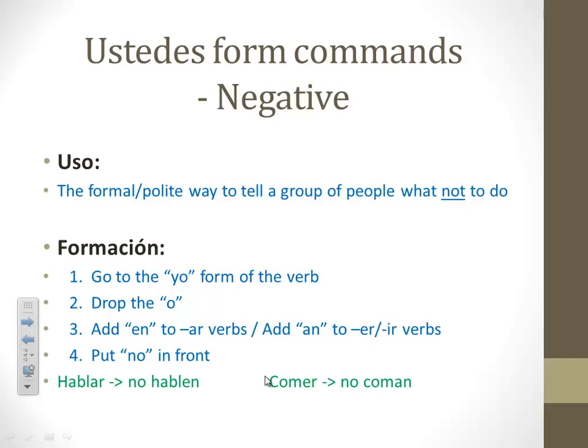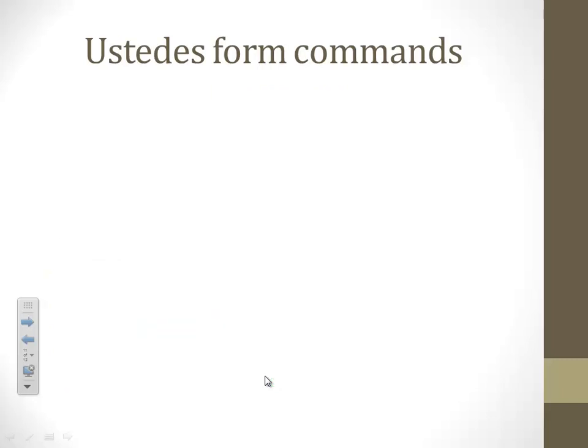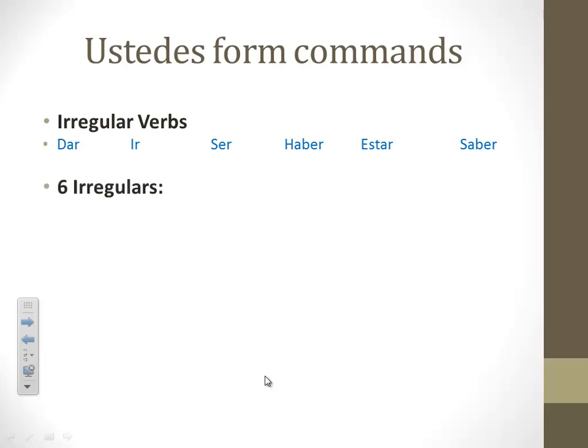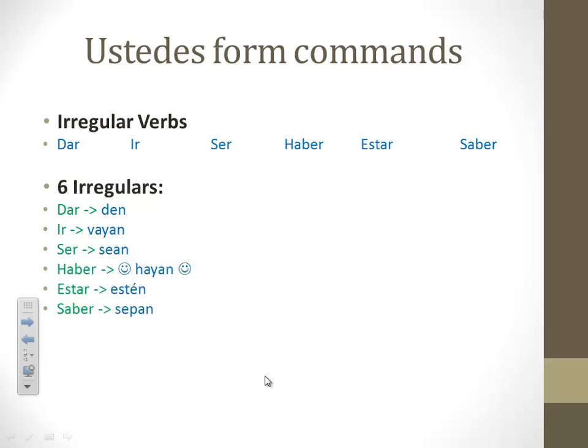So some examples, if I was telling the class, don't speak, no hablen. Don't eat, no coman. Same irregulars as we saw with the usted. The only difference is that they have an n on the end.